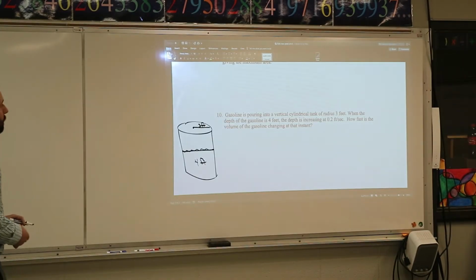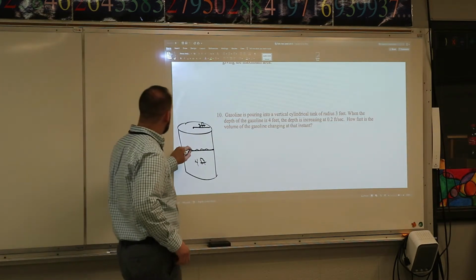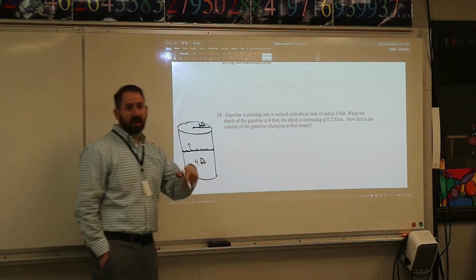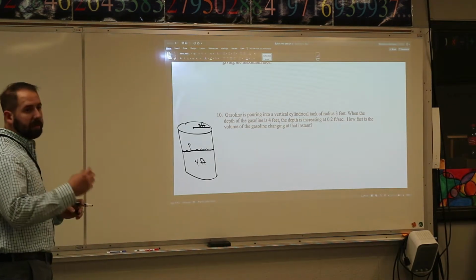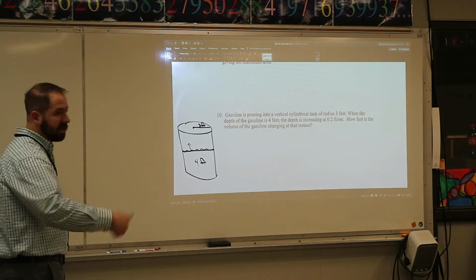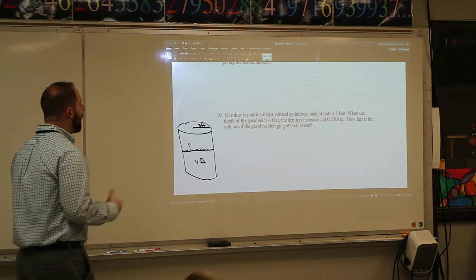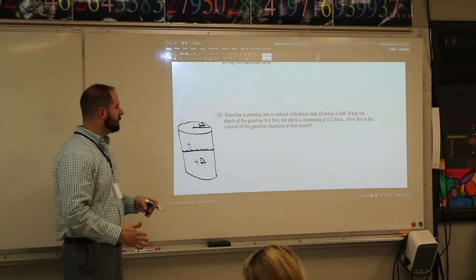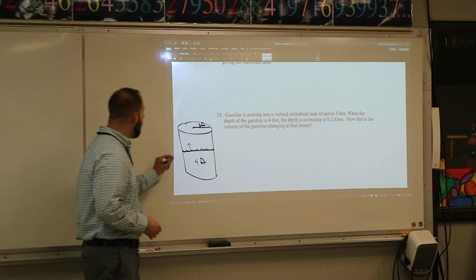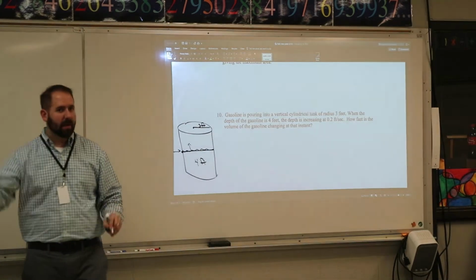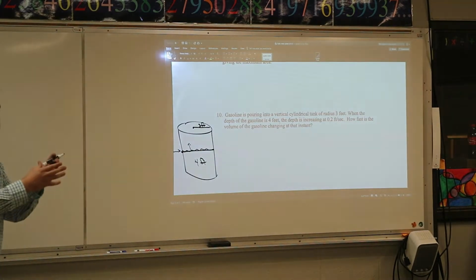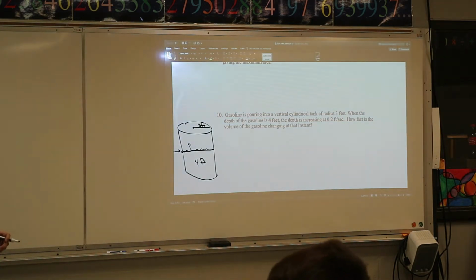The depth is increasing, so we're filling the gas tank up. It's increasing by 0.2 feet per second. The idea is: how fast is the volume changing at that instant, right when the gas hits 4 feet? What is the instantaneous rate of change at that moment? So you have to find the formula for the cylinder, take the first derivative of it, and then plug in the values they gave me.